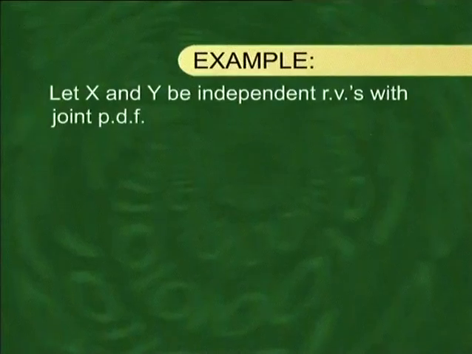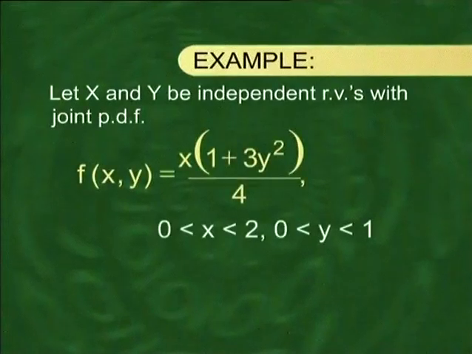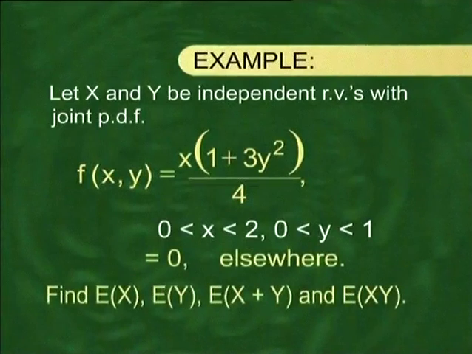Let x and y be independent random variables with joint probability density function f of xy equal to x into (1 plus 3y square) divided by 4, and this expression is valid for x lying between 0 and 2 and y lying between 0 and 1. We would like to compute the expected value of x, expected value of y, and to verify the two properties that we have already discussed.